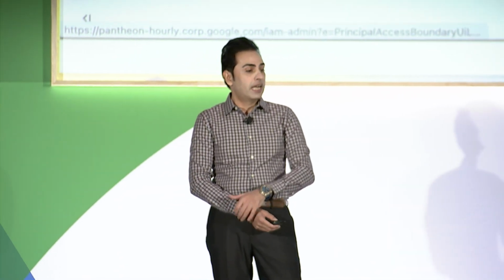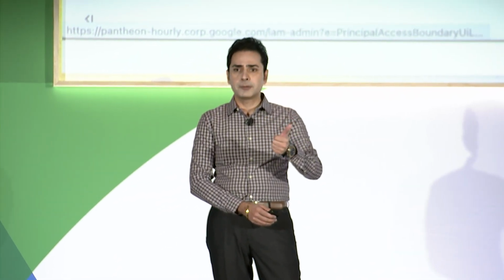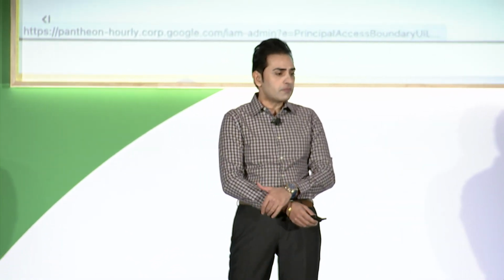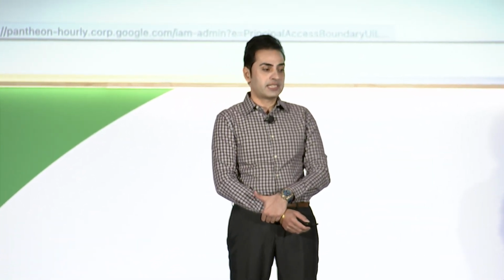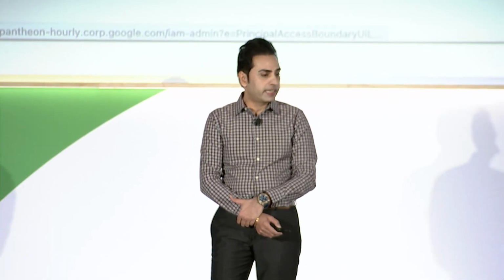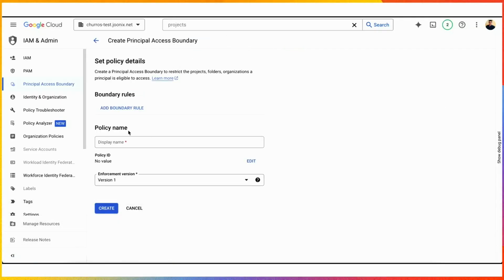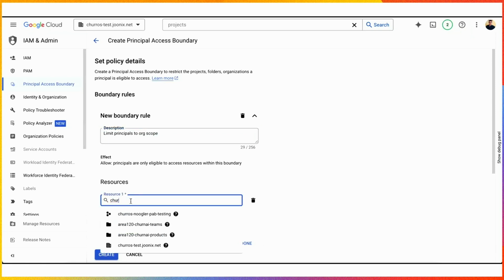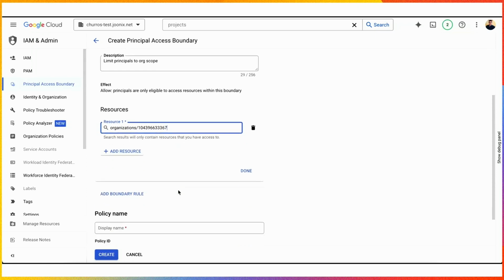So for example, I'm going to start off by creating scenario 1, where I want to create a boundary around my entire organization. So in the next few weeks, you'll start seeing principal access boundary in IAM. You can start off by creating a policy. So in this case, I'm going to create a policy for organization boundary. I'm going to start off by saying that I want to limit the scope of principals to only the organization that they are a part of. So I'm pulling my entire organization into the boundary.